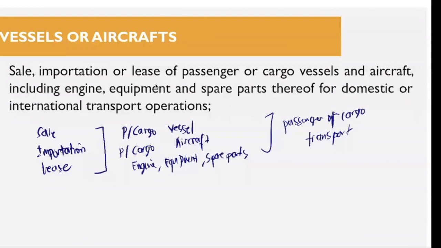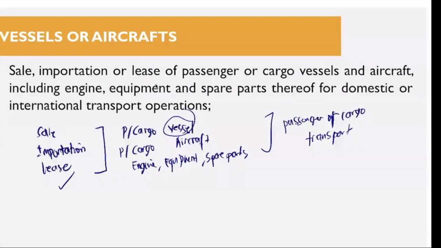I will lease to you my yacht. Okay. Lease to you my yacht. Is it included in the list? Yes. Yacht, is that a vessel or aircraft? It is considered a vessel. So, the question is, is your private yacht considered a passenger or cargo vessel?